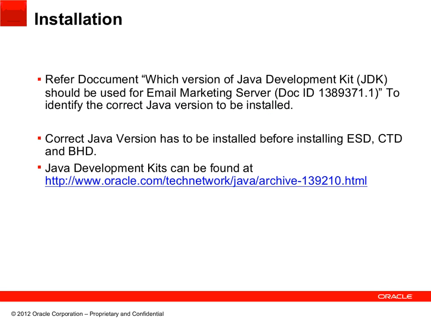Once you have identified the correct EMS version, you can go through the document ID 1389371.1 to identify the correct Java version for your email marketing server, which is very important to understand. The correct Java version for your particular EMS version has to be installed prior to ESD, CTD and BSD installation. If you have any other Java version, it's better to uninstall it and install this particular Java version. You can find Java installables on oracle.com under the tech network Java archive.